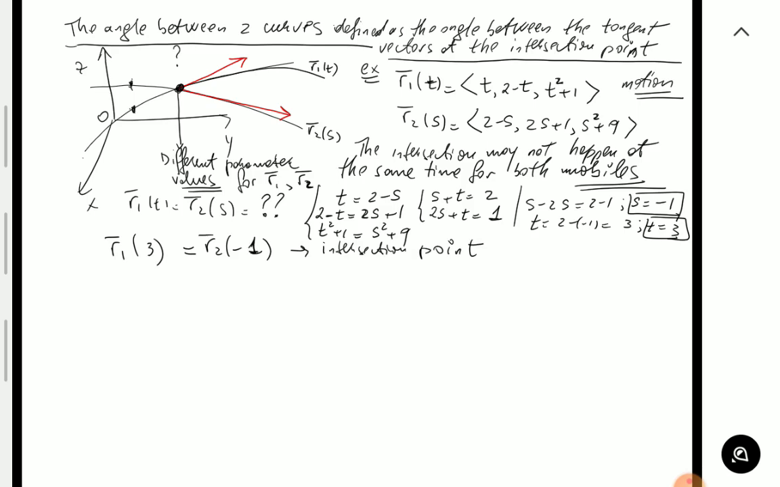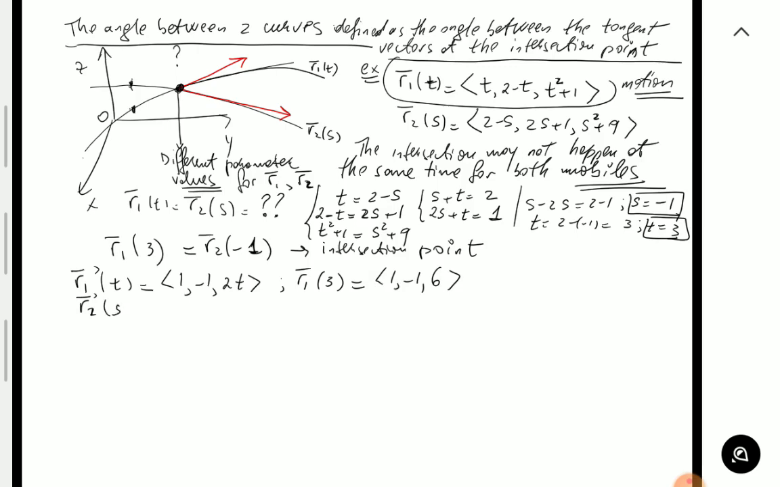All right. So let's proceed with finding the angle between them. We need the tangent vectors at these points. So let's find the tangent vector for any time t, and then plug in the parameter. R1 prime of t is going to be, differentiating, 1, minus 1, 2t. And then at the parameter value 3, this becomes 1, minus 1, and 6.